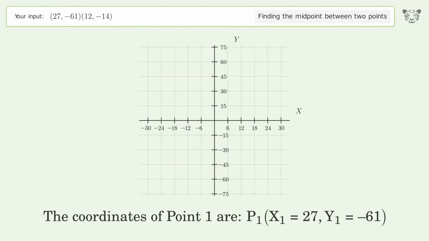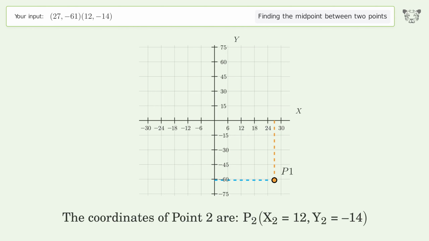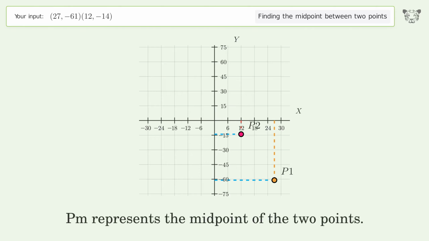The coordinates of point 1 are x1 equals 27, y1 equals negative 61. The coordinates of point 2 are x2 equals 12, y2 equals negative 14. PM represents the midpoint of the 2 points.